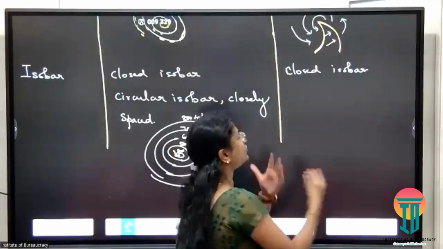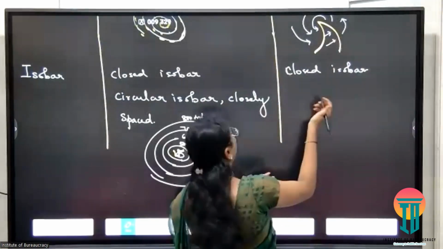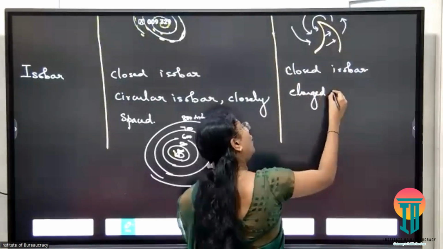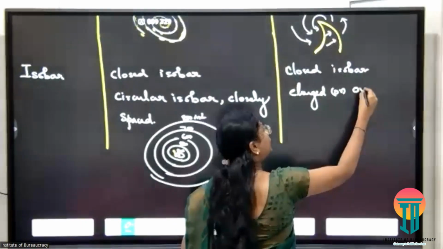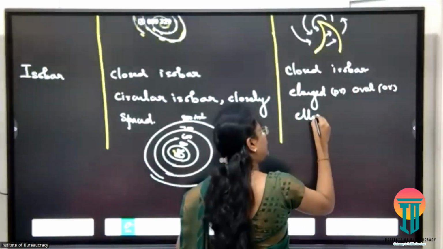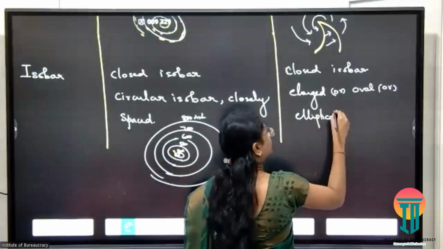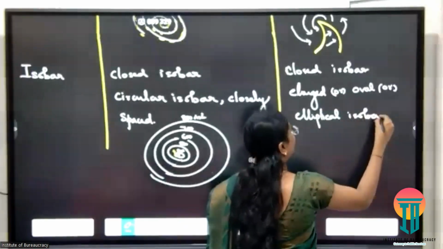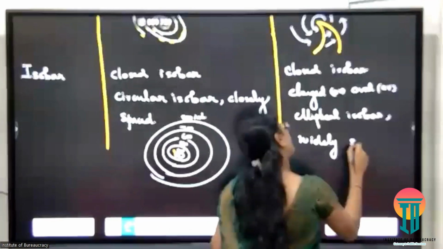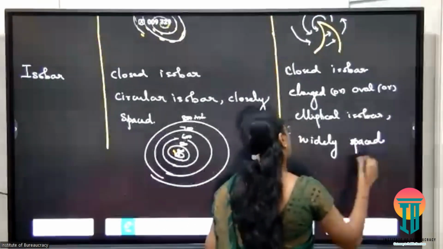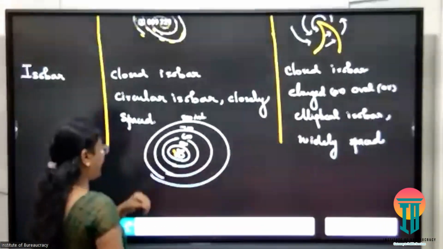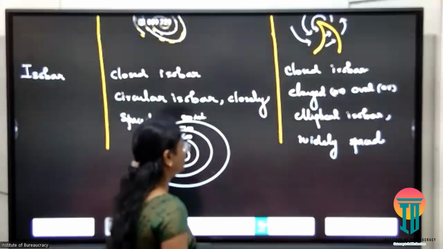Even though they are closed isobars, they are not circular. They are elongated or oval shaped or elliptical isobars. And how are they spaced? They are very widely spaced. Widely spaced, meaning the pressure gradient is very, very gentle.